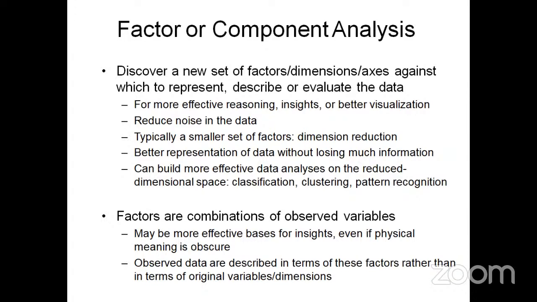Typically, with a smaller set of factors, dimension reduction happens, giving a better representation of data without losing much information, and you can build more effective data analysis on the reduced dimensional space: classification, clustering, or pattern recognition. Factors are combinations of observed variables that may be a more effective basis for insights even if physical meaning is obscure. Observed data are described in terms of these factors rather than in terms of original variables or dimensions.